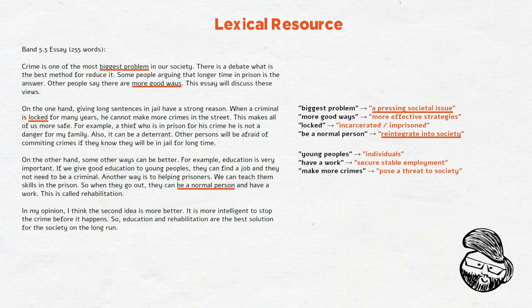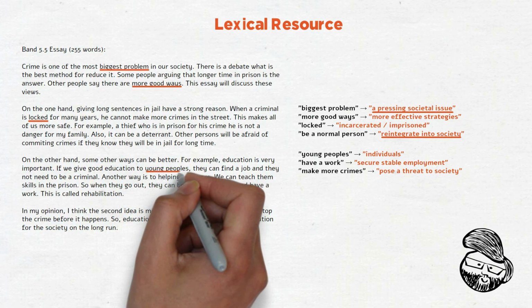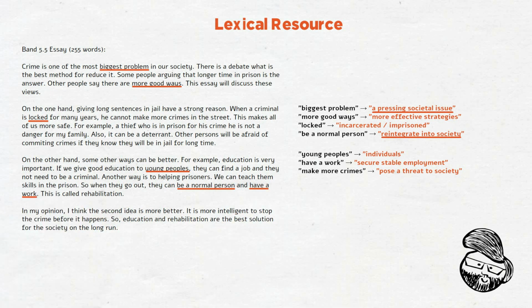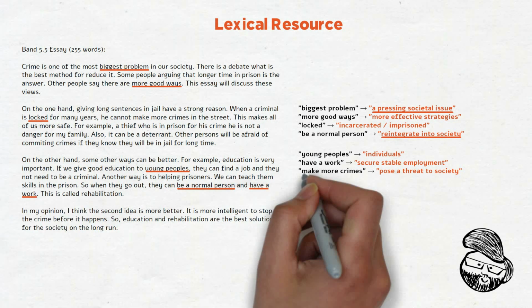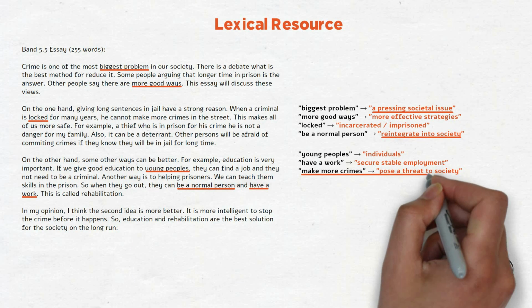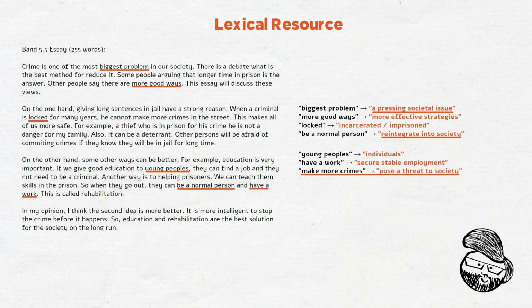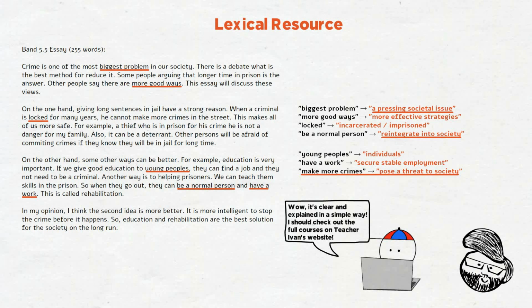It's equally important to eradicate basic word form mistakes and overly casual language. You can see the original text relies on phrasing like young peoples and have a work. Pay attention to the shift from make more crimes to pose a threat to society. We aren't merely replacing a single word here, we are lifting the whole expression into a formal academic register. This is a vital step for maximizing your lexical resource mark.